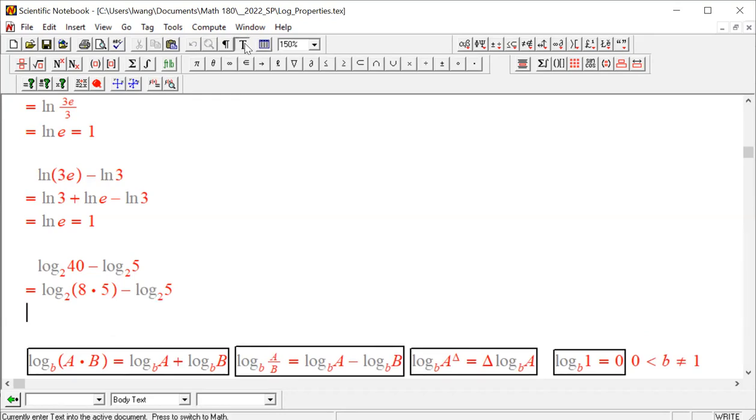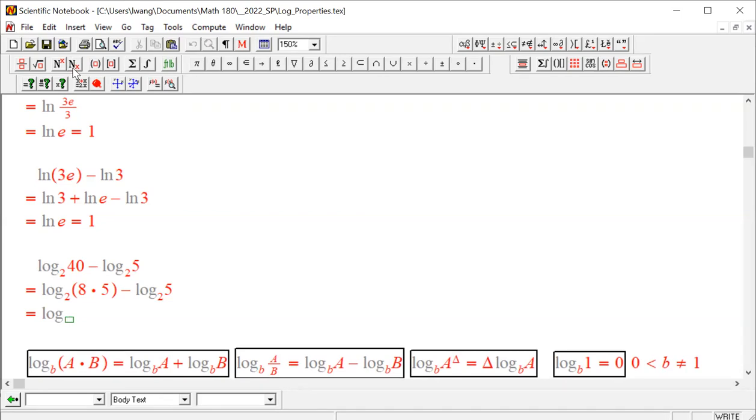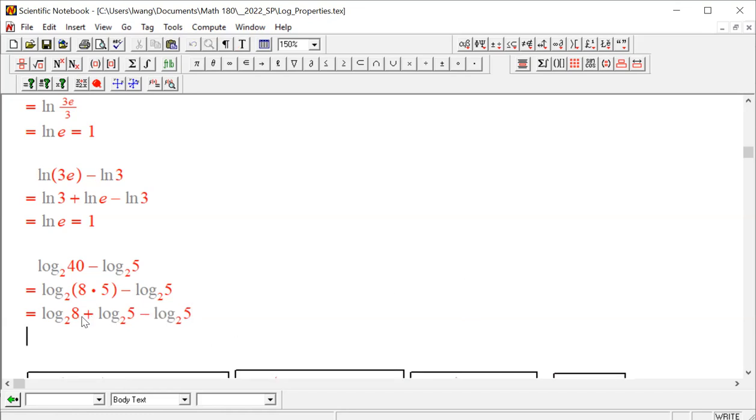And then we can use the product rule, right? So log base 2 of 8 plus log base 2 of 5, and subtracting log base 2 of 5. So these two subtracting, that makes 0. They're the opposite. And in the end, we get 3.